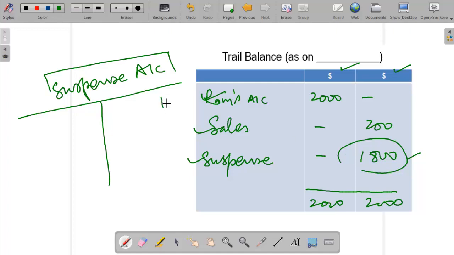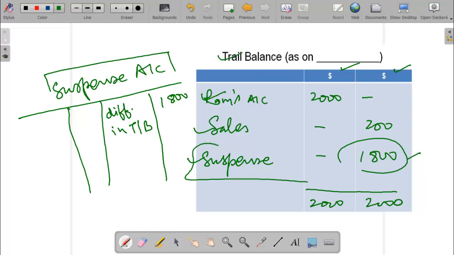So I will write 1800 on the credit side, and in the column for detail I will write difference in trial balance. This is a short-term arrangement for the time being. Getting my point? So it means that if in the trial balance you find a suspense account, it is proof of what? That in the books of accounts there are one-sided errors.